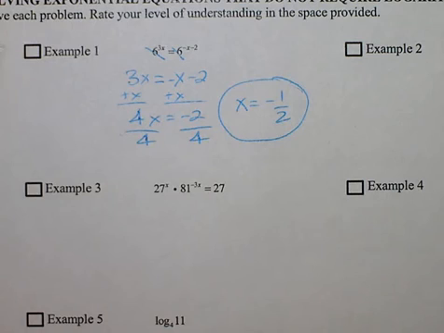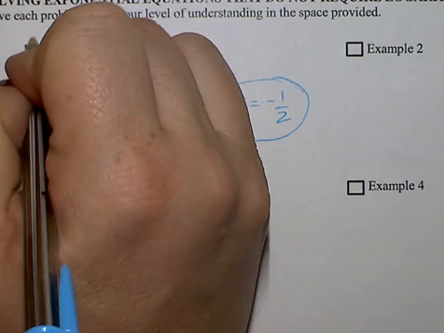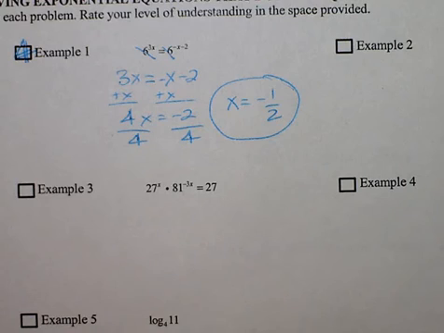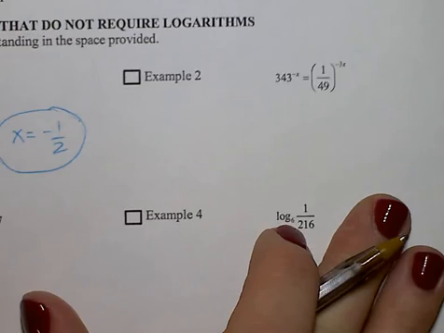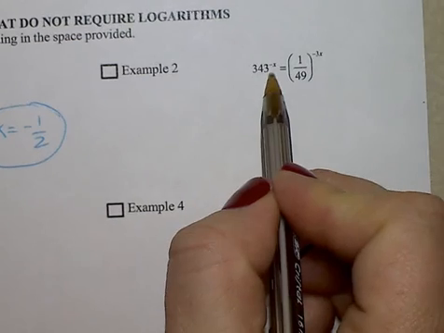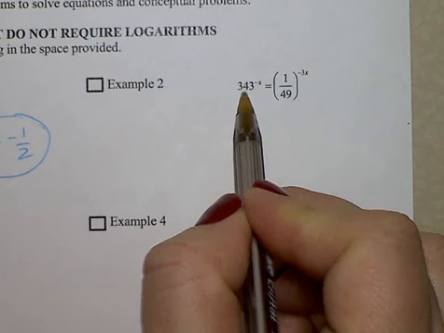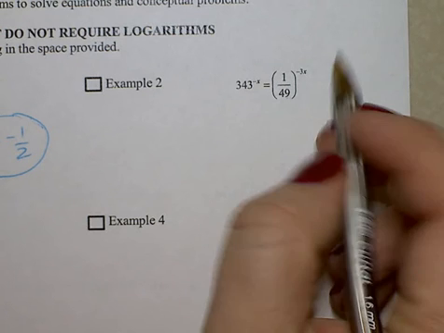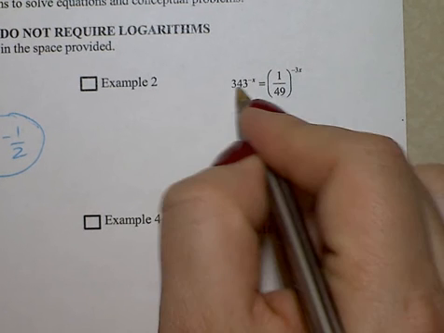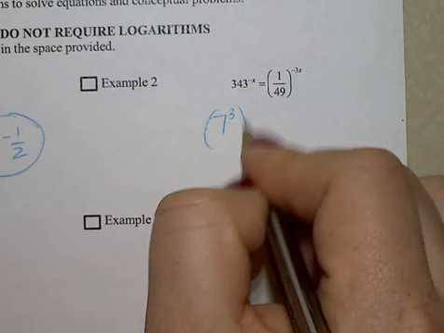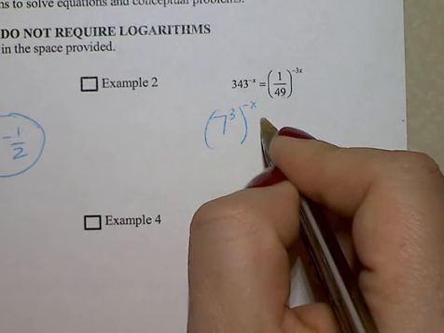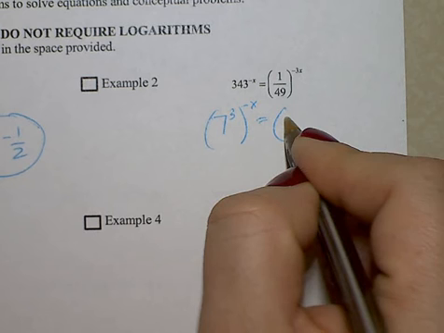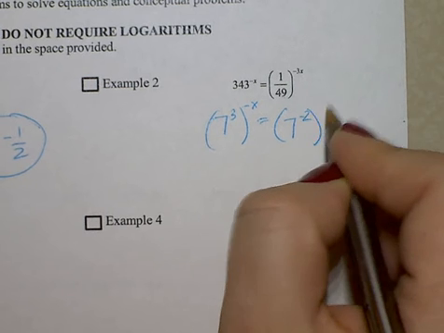So in this little box, if you feel like, yes, I could explain this problem to somebody, you're going to put a 4. If you feel like you understand it, but you couldn't explain it, you don't have that level of understanding, put a 3, and so on. Number 2, I need to determine what base I should use to get numbers that are equivalent to 343 and 1 over 49. And it's going to be 7. So 7 to the third is 343, and 7 to the negative 2 is 1 over 49.